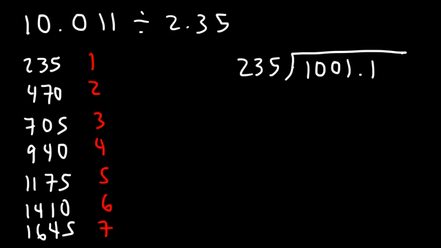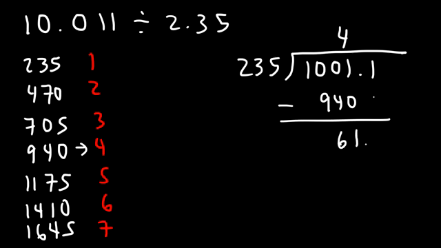Now, 235 goes into 1001 4 times. 235 times 4 is 940. Now, if we subtract 940 from 1001, that will give us 61. And so now let's bring down the 1. 235 doesn't go into 61.1, so let's add a decimal point and treat this as if it's 611. 235 goes into 611, well not exactly, but at least 2 times. And 235 times 2 is 470, so 235 times 0.2 must be 47.0.